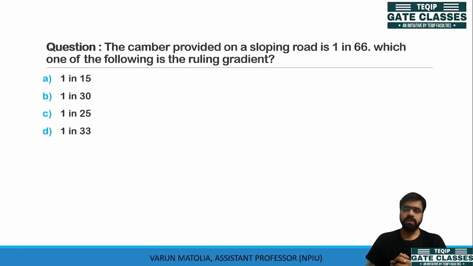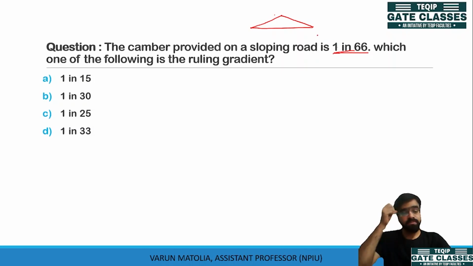This is question number 1. This question says the camber provided on a sloping road is 1 in 66. So what is camber? We know that it is the cross slope which is available on the road in order to drain off water. So the camber value is 1 in 66. Now the question is asking, which one of the following is the ruling gradient?